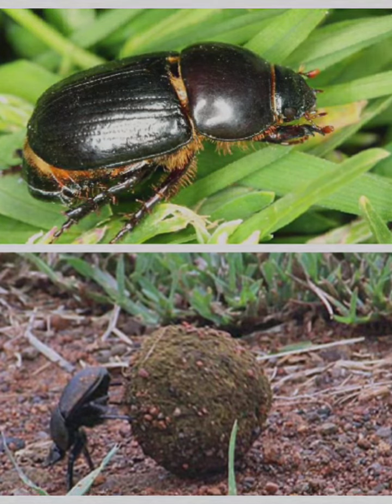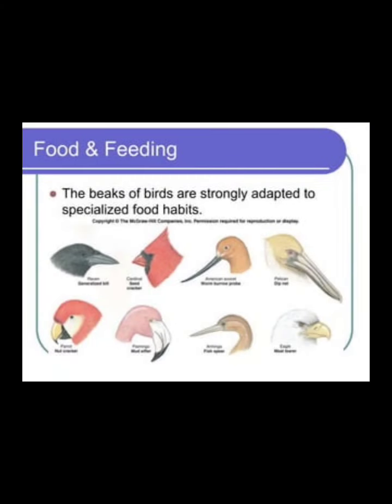Now we will discuss birds. Different birds eat different kinds of food. What do they use for feeding? They use their beak for feeding. The size and shape of the beak depend on the kind of food that the bird eats.